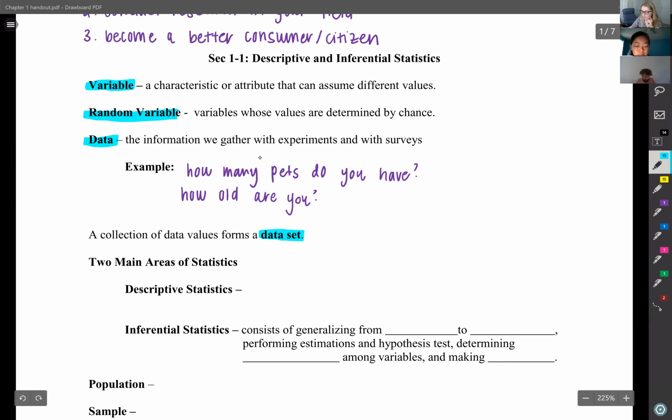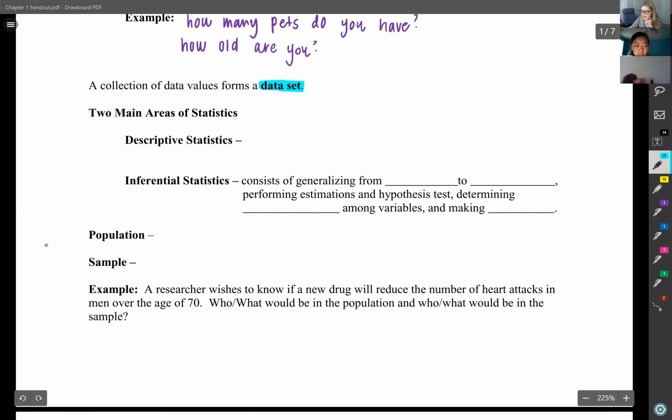Okay. So now we have two main areas of statistics. And these are going to be descriptive statistics and inferential statistics. So I'm just going to write down the definition of descriptive, and this is just from the textbook.